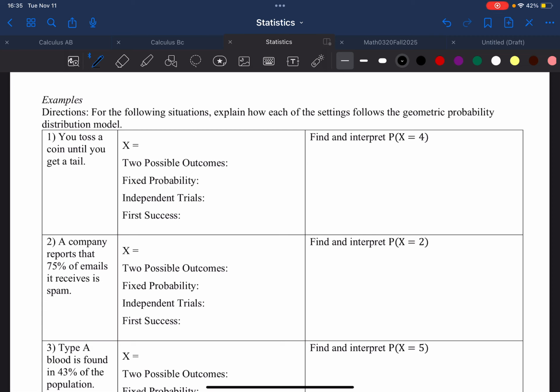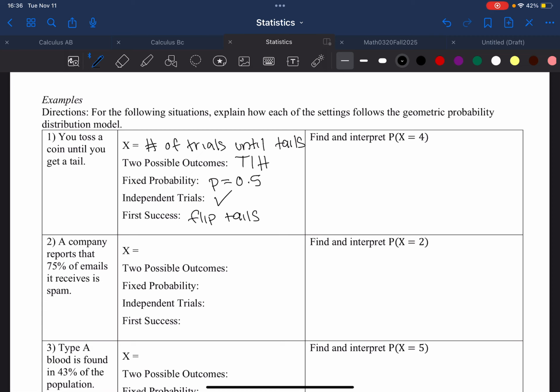So the first scenario says you toss a coin until you get a tail. So x is going to be the number of trials until tails. We have two possible outcomes. We can get tails or heads. There's a fixed probability, and that is p is equal to 0.5, or a 50-50 chance. And we know this is independent because if you flip one coin, it's not going to impact your results for the next time you flip a coin. And then we know we got a success when we flip a tails.